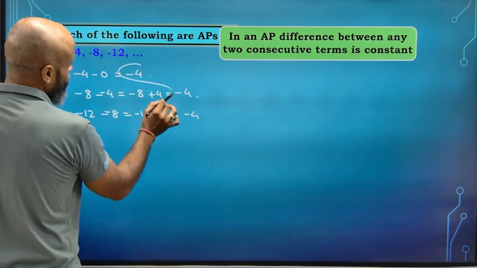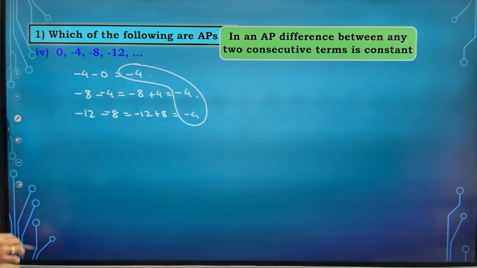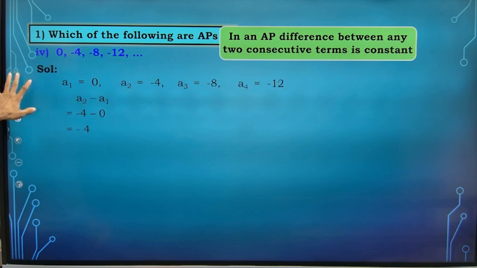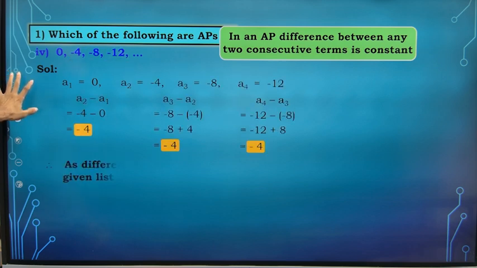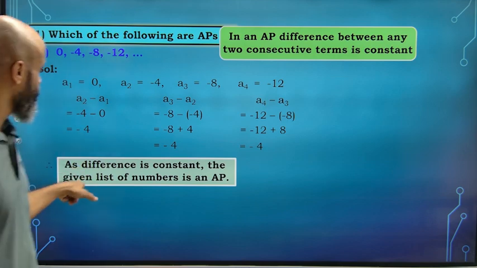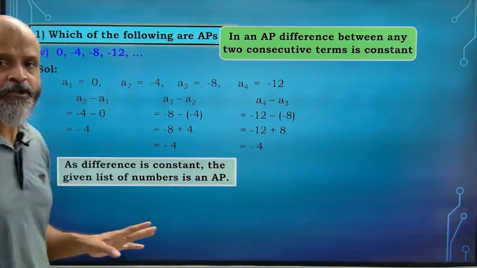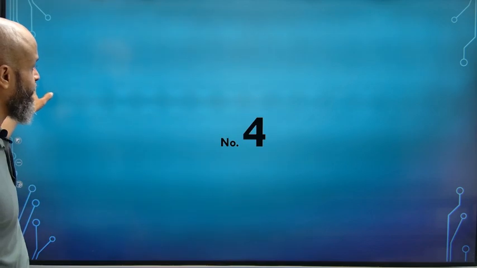So again, if you see, the common difference here is the same. Does this qualify for an AP? The answer is yes. A1 is equal to 0, then minus 4, minus 4. As the difference is constant, the given list of numbers is an AP. Here the difference is constant, hence the given list of numbers will be an AP.